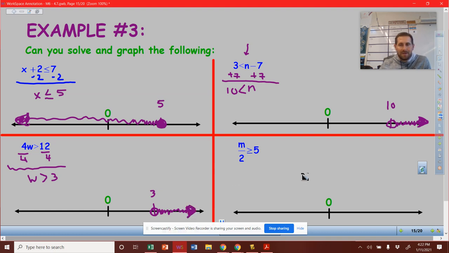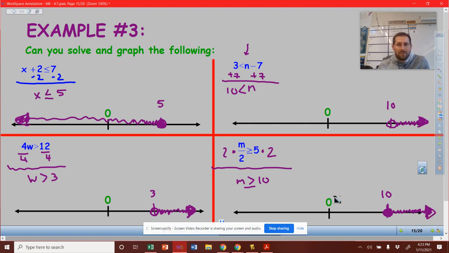And add my arrow. Here we have m divided by 2. To undo that divide, I could put times 2 here and times 2 there. And I can write a new equation. These 2's go away. I get m is greater than or equal to 5 times 2, which is 10. So another one that's 10. But it's a little bit different in the sense that up here we have n is greater than 10. Here we have m is greater than or equal to. So the difference there is we draw our dot and we close it in. We can equal 10 this time. And then add your arrow.